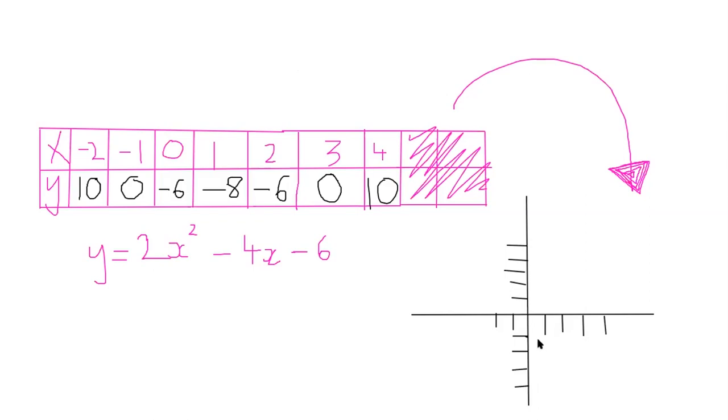Negative 2 on the x-axis gives me y as 10. Negative 1 on the x-axis gives me y as 0. Then 0 as negative 6. And then 1 as negative 8. Then 2 as negative 6. 3 as 0. And 4 as 10. Oh, this is a steep one. Did you get something like that?